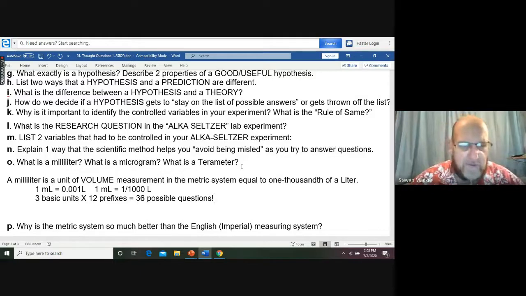What is a milliliter? What is a milligram? Crazy, huh? What is a millimeter? What is a milligram? What is a microliter? What is a microgram? What is a micrometer? See what I mean? There's 36 possible questions.